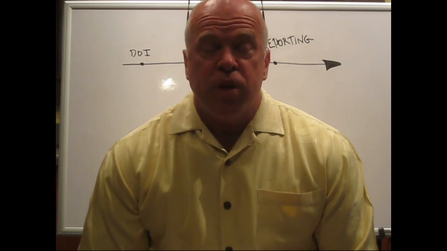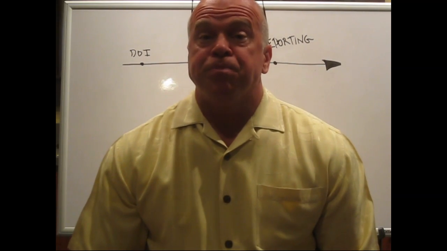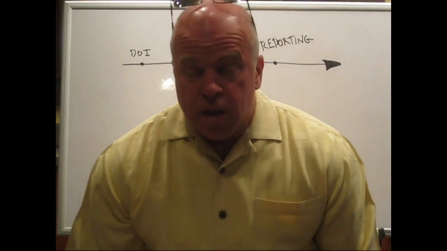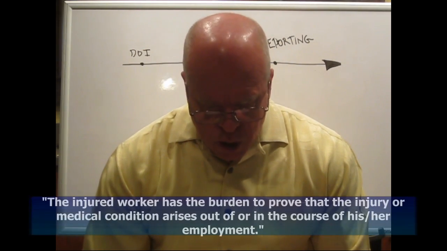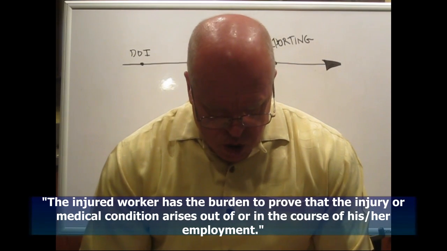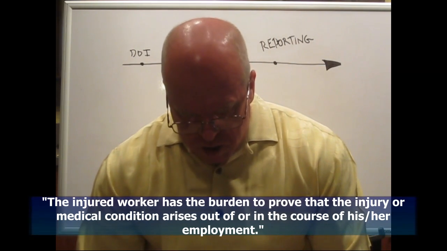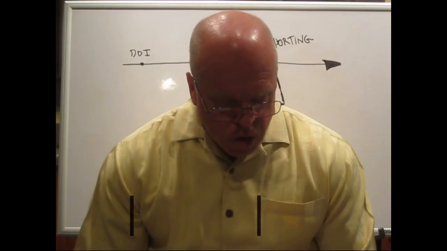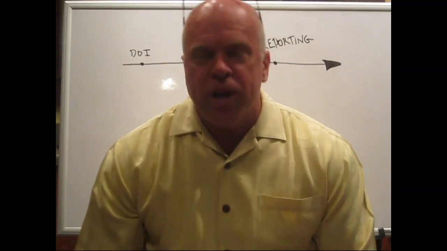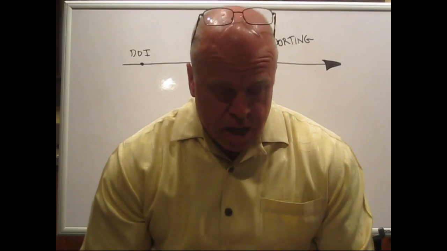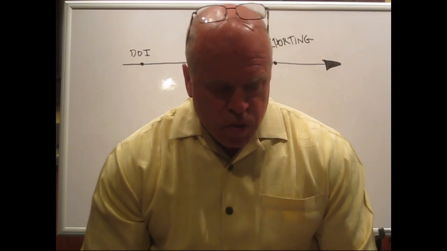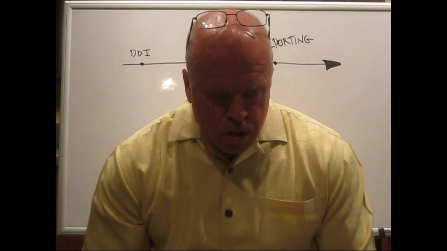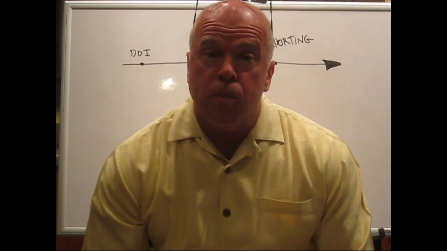Well, for the AOE COE determination, it's up to the applicant to prove the injury. They have the burden of proof. So it says the injured worker has the burden to prove that the injury or medical condition arises out of or in the course of his or her employment. Now, this is a critical point that I want to make to you, so let me restate that sentence. It says the injured worker has the burden to prove that the injury or medical condition arises out of or occurs in the course of his or her employment.